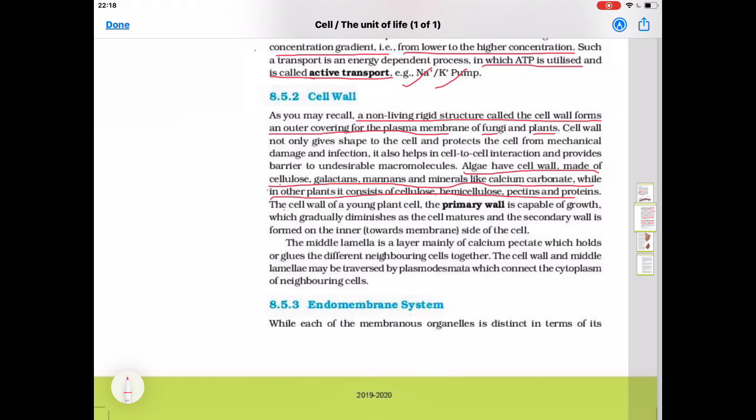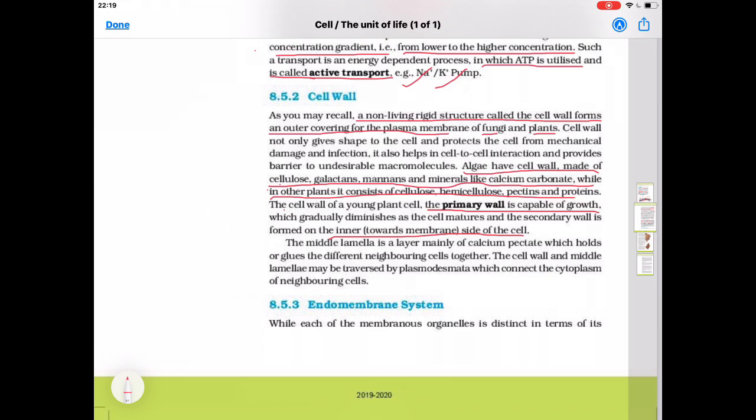The cell wall of a young plant cell, the primary cell wall, is capable of growth. This growth gradually diminishes as the cell matures, and the secondary wall is formed on the inner side of the cell, towards the membrane side. First the primary wall is present. As the cell matures, its primary wall diminishes, and inner to that, secondary walls are formed.